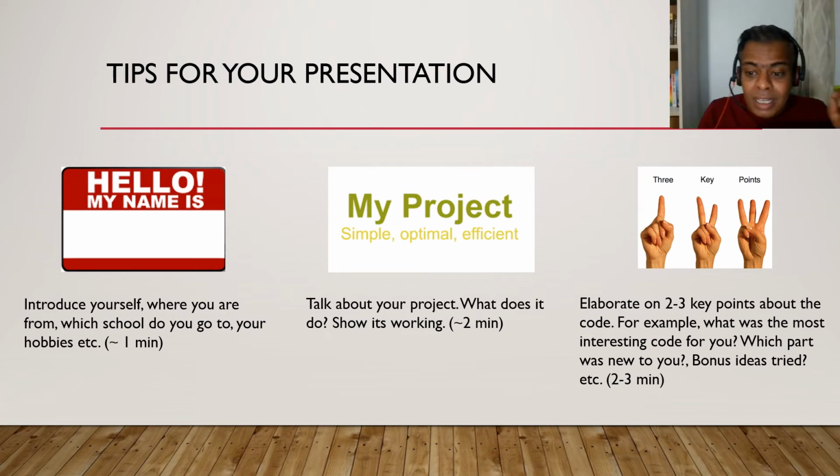And next, elaborate on say 2 to 3 important points, right? I've said 1 to 3 key points, but really what I mean is 2 to 3 key points about the project. Perhaps, if you look at the code, which part was the most interesting for you? Maybe which part was totally new to you when you did this project? Or what other bonus ideas, for example, did you try, right? Or perhaps what are the main characters in this game and how did you code them, right? Anything that's interesting and that is something that you learned from this project, something you remember, you could cover here, right? Spend maybe 2 to 3 minutes for this.